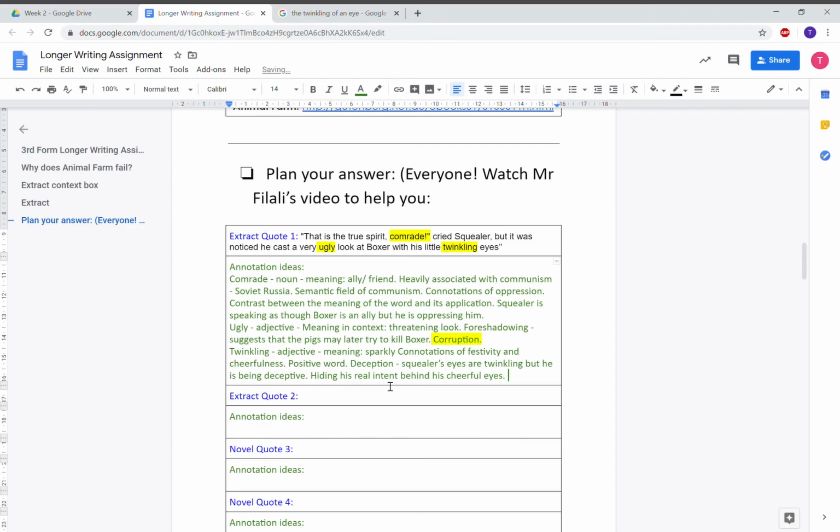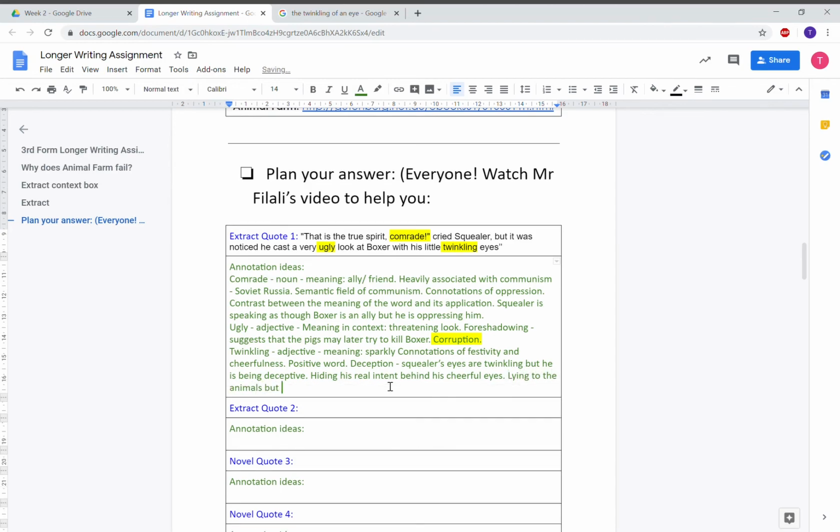You see, he's speaking to the other animals and to Boxer with these twinkling, happy eyes, although he's doing that to mask, to disguise the fact that actually his intent is to lie to the other animals. He's lying to the animals, but appears to be honest and trustworthy, and that's reflected in his eyes.